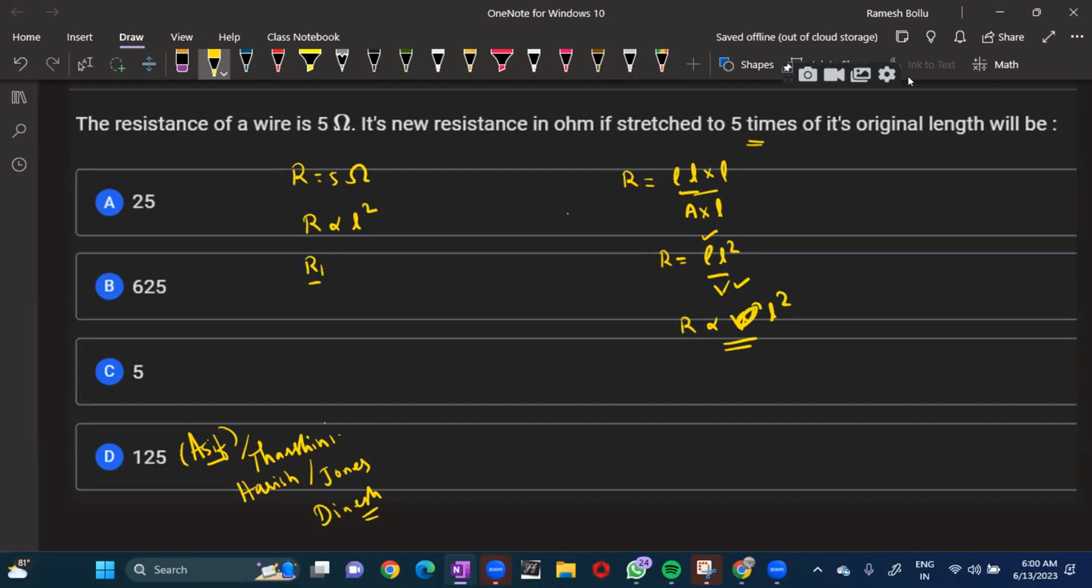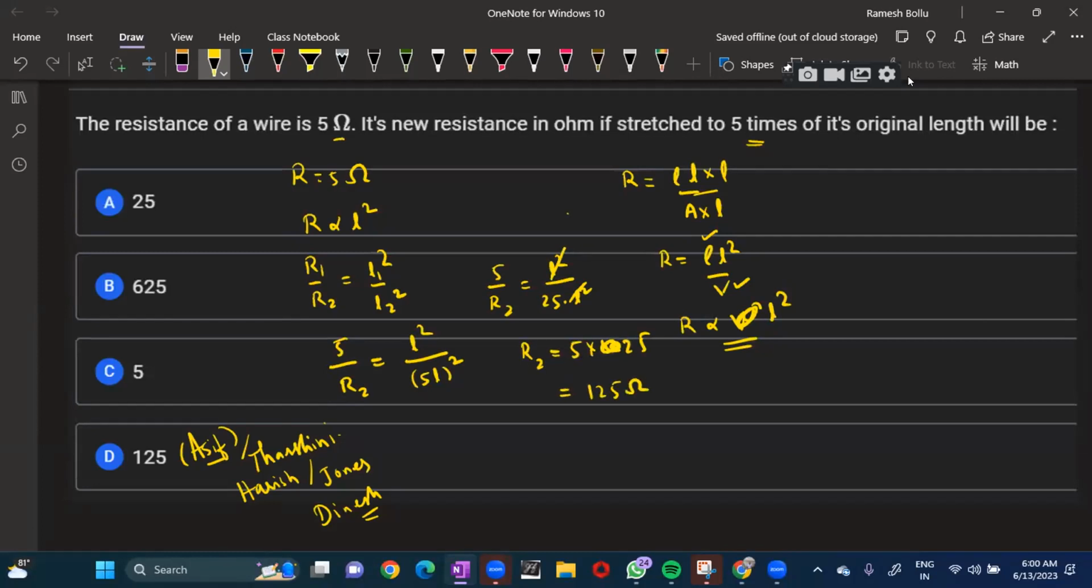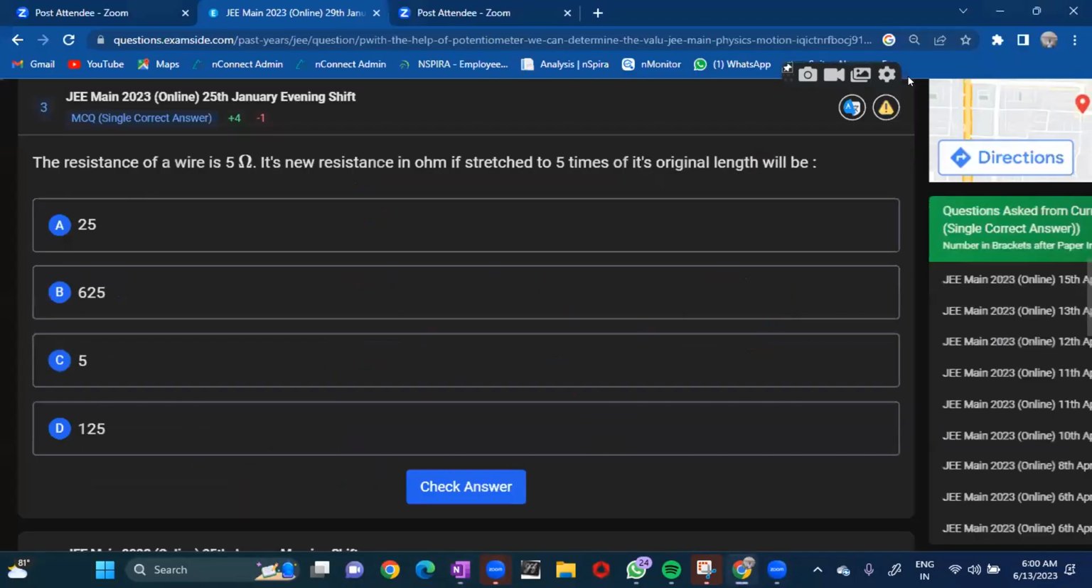Now I can write R1 by R2 equal to L1 square by L2 square. Initial resistance 5 by final resistance R2 equals L square by, L2 value is 5 into L, whole square. So 5 by R2 equals L square by 25 into L square. L square and L square cancel out. R2 equals 5 into 25, which is 125 ohm. Option D is the right answer. Everybody, very good job.